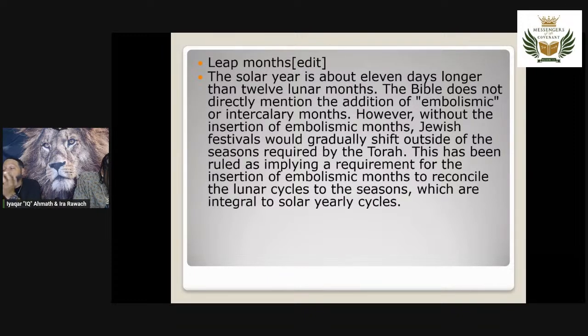We've got 365 from the solar, and they said that that was going to be 11 days longer than the lunar months. So that's when we got the 354. Put them together, we got 719. Divide that by the 2, we get 360.